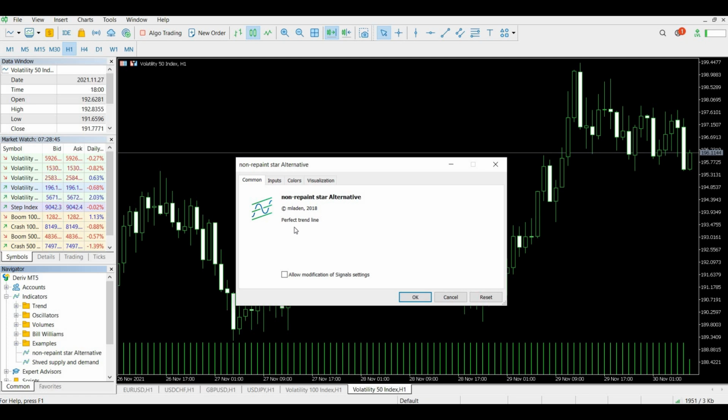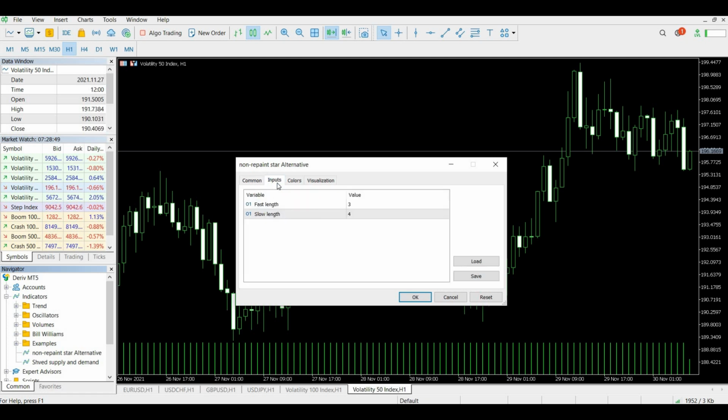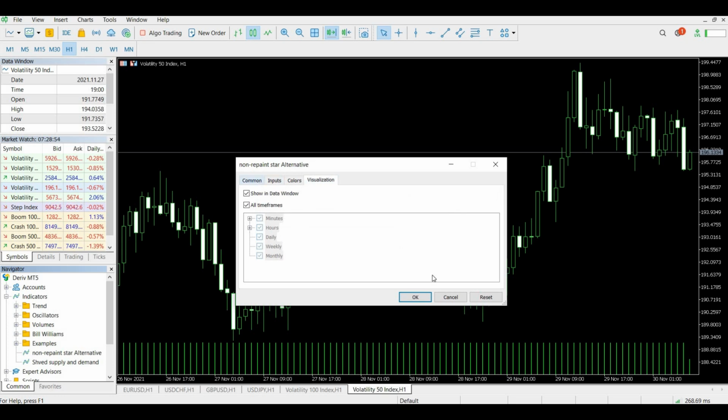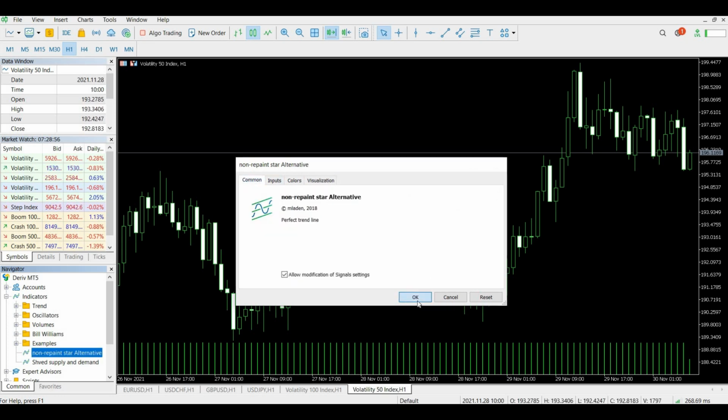And then here we have the perfect trend line, and we're just going to allow modification of signals. Here we're just going to leave the inputs, and obviously that. So what we're going to do now is just click OK.